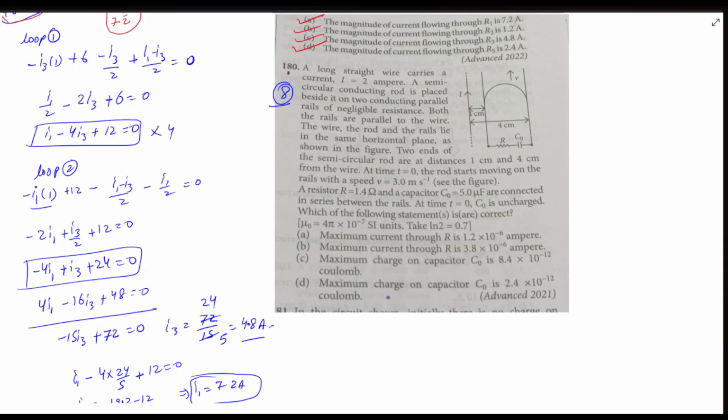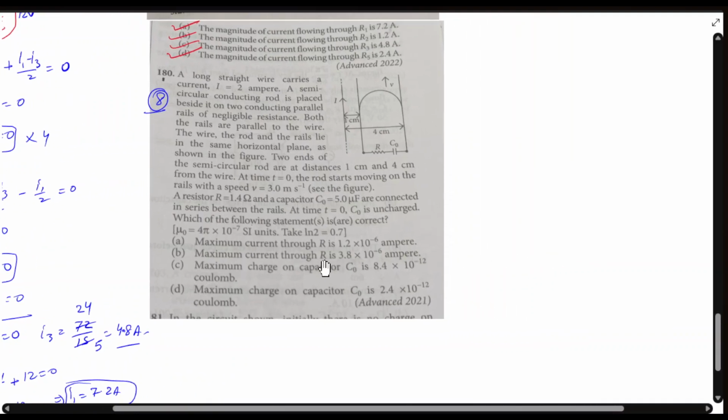We need to find the maximum current, the maximum charge on the capacitor and the maximum current in the resistor. So look, due to this current, there will be a magnetic field in this direction. And due to this magnetic field, and look, this rod is moving like this. So the area between them is changing. So there will be an EMF. Okay, there will be an EMF. So how should we solve this?